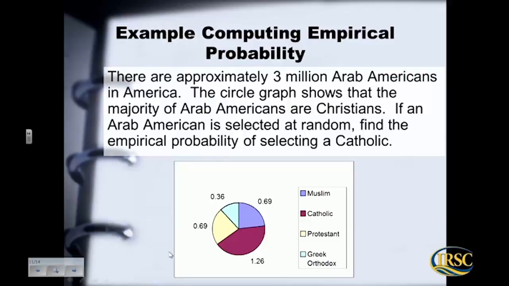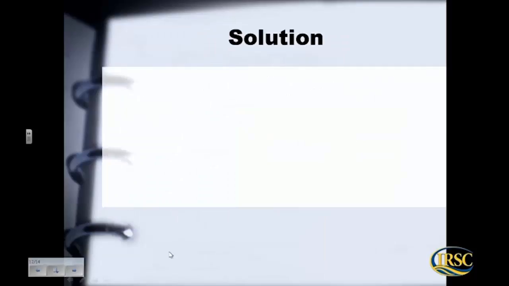So again, try to put your fraction into words first. So the probability of selecting an Arab American that is Catholic would be the number of ways of selecting an Arab American that is Catholic over, you could say total number of possible outcomes, or you could just say total of Arab Americans in America. Okay, either way you want to look at it. All right, so here's our solution.